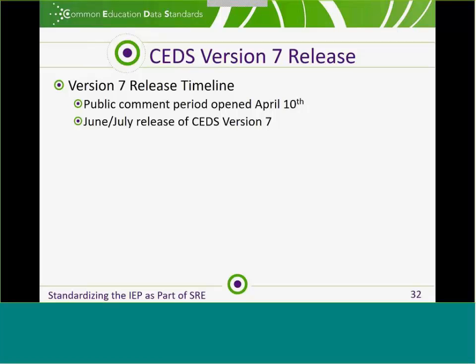So to give you an idea of the timeline for the version 7 release, the public comment period opened 2 days ago on April 10th, and we will be accepting comments over the next 2 to 3 months, and we hope to release CEDS, the final version, in the June or July timeframe. So that gives you 2 to 3 months to be able to review and provide your comments.